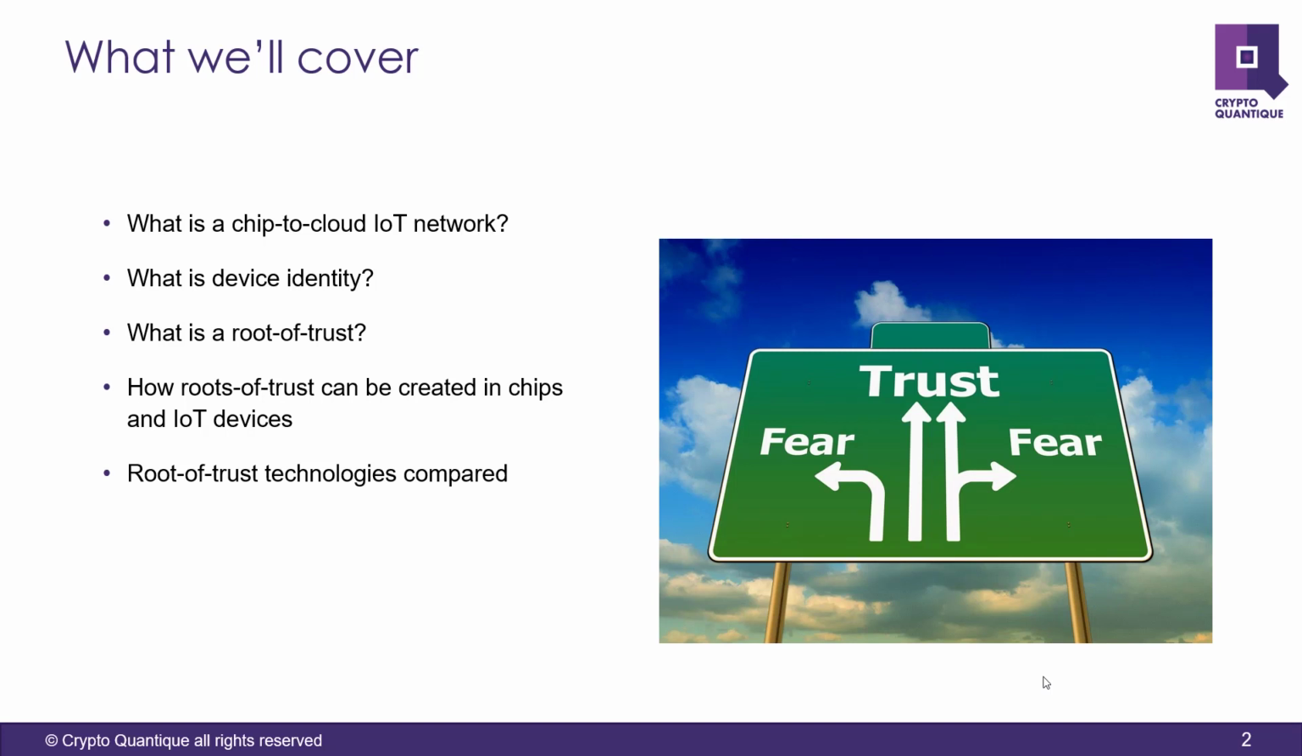So let's have a look at what we're going to cover in the presentation. First of all, we're just going to show you what we mean by a chip-to-cloud IoT network, and then we're going to talk about device identity and how important it is for a connected device. Then we're going to talk about roots of trust and how these roots of trust can be created in silicon chips. And then we're going to look at the different root of trust technologies that are out there and compare them for you.